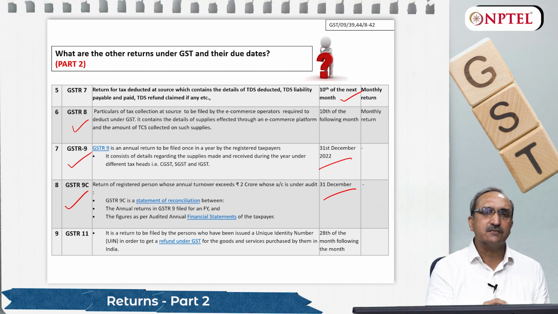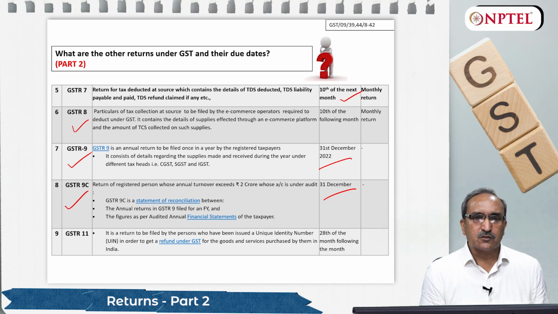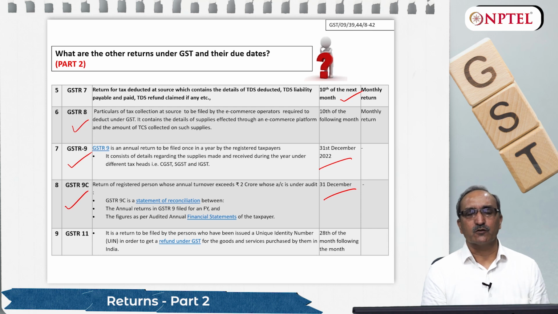So these two returns are supposed to be filed together on the same day, after summarization of all transactions during the year, duly reconciled with your books of accounts. So there should not be any mismatch in that, and if there is, then a reconciliation should be there.